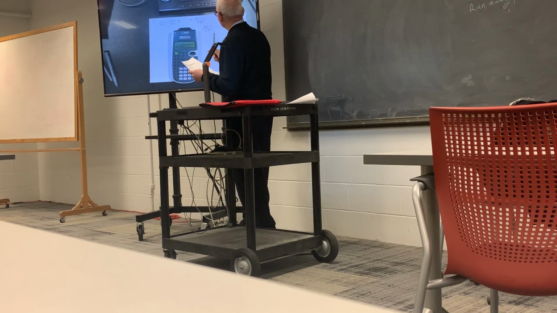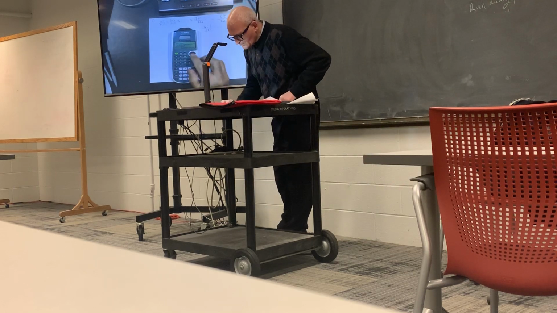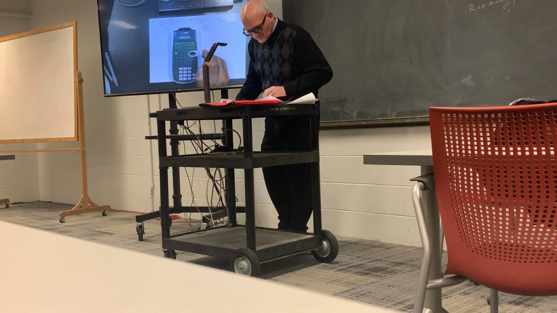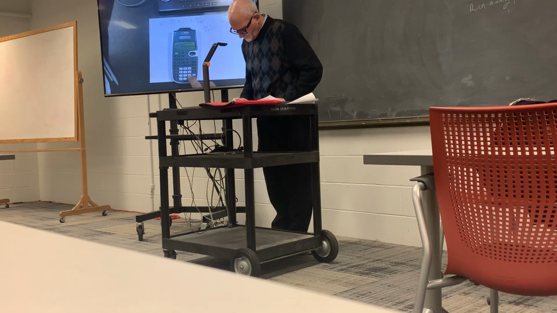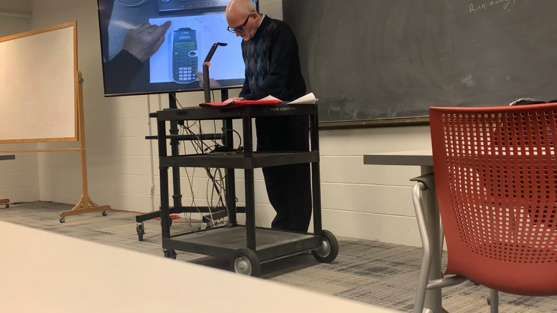1, 2, 7, so 365. How on earth did I do something wrong? 364 times 363 times 362 times 361 times 360 times 359 divided by 365 equals 6.